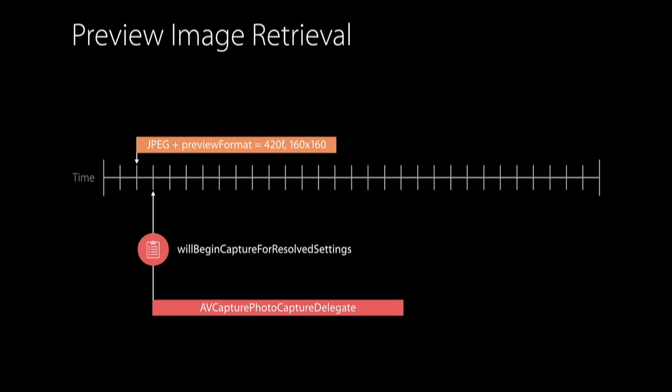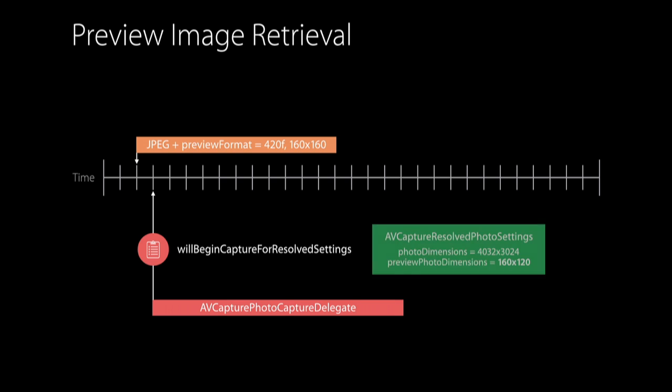Retrieving preview images is also very straightforward. Here we've requested a JPEG plus a preview image at 160 by 160. So when we get our first callback saying we've received your order, you get a willBeginCapture for resolvedSettings and a resolved photo settings object, in which, if you notice, the preview photo dimensions are not 160 by 160. They're 160 by 120 because it's been resolved to something that's aspect ratio appropriate for the 12 megapixel photo that you want.